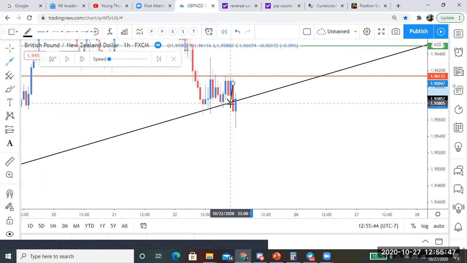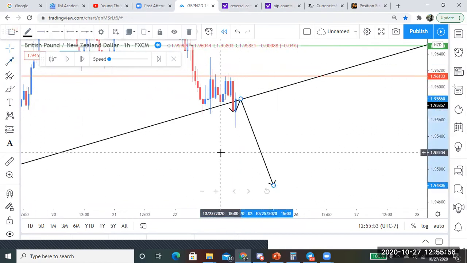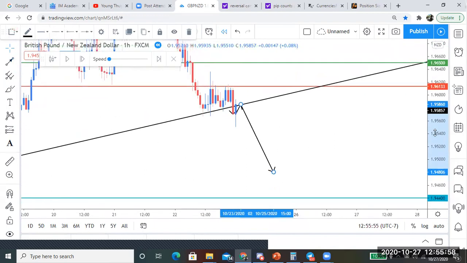You waited for the drop. It broke, closed below. Now we're gonna wait for the retest. Now you get into the market, fam, and you take it all the way down, right? You take that thing all the way down.